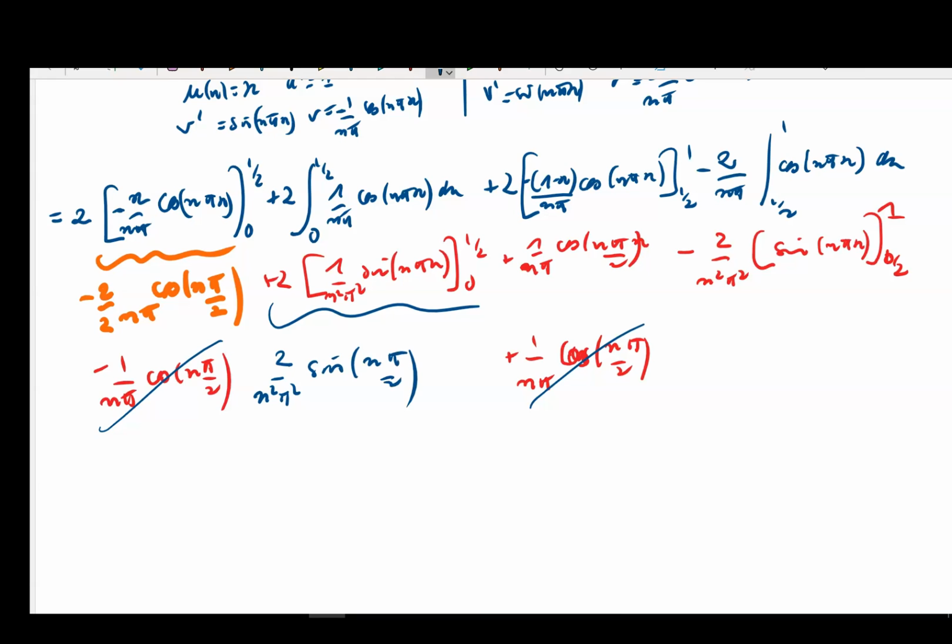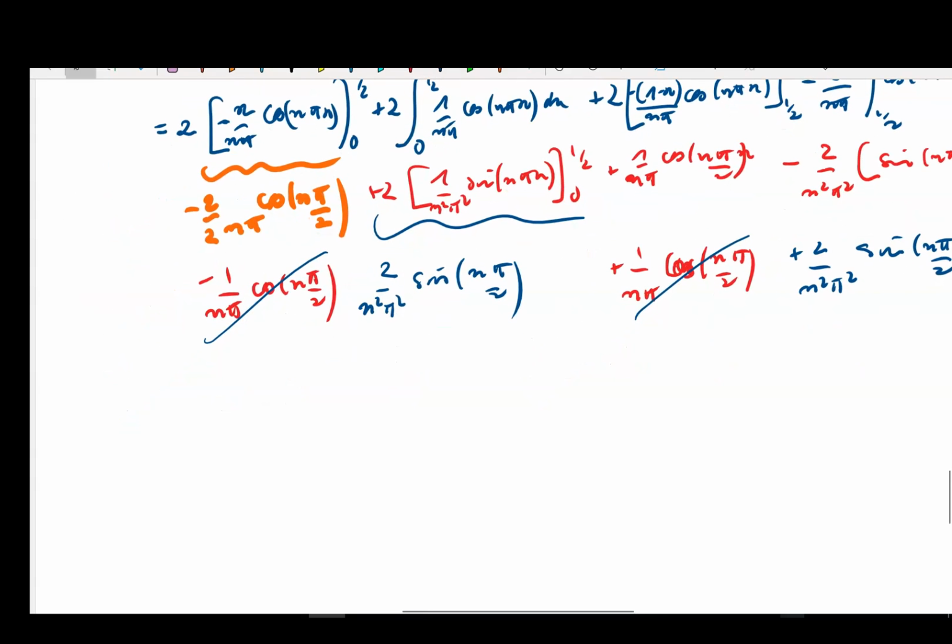pi over 2. Okay, and here I've got, so in 1 it's just going to be 0 because that's the sine of n times pi, and in 1 over 2 it's just going to be non-zero, and so that makes a plus 2 over n squared pi squared sine n pi over 2. Okay, so this is going to be giving you 4 over n squared pi squared the sine of n pi over 2.